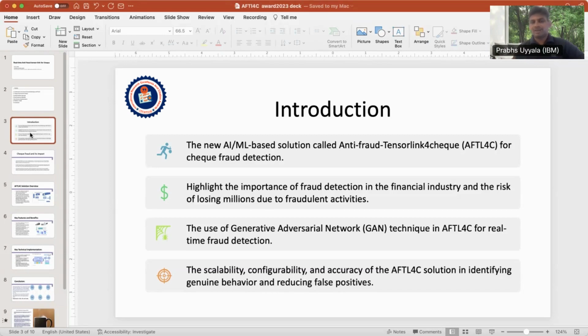What are the highlights of the importance of fraud detection in the industry? How big a risk is it, what is the need for this, and how much loss is happening? Within the US itself, it is $18 billion per year. This was a rise of 23% last year, and this year 24%.